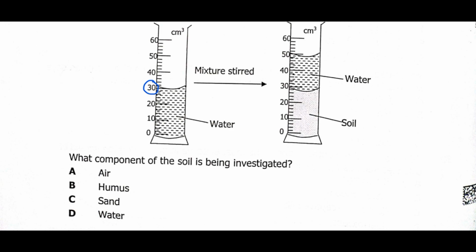So this means that in the soil there was a certain percentage of water. As a result, that percentage was occupied already. That's why there was water above the soil.